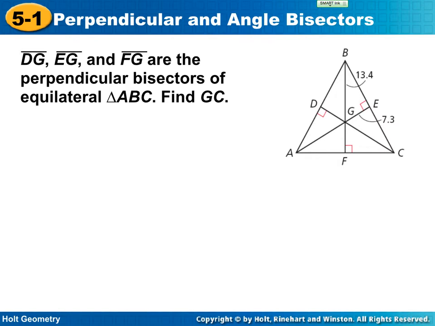All right, let's take a look at, here's a type of problem. Segment DG, EG, and FG are the perpendicular bisectors of equilateral triangle ABC. Doesn't look very equilateral. I probably stretched it one way. So those are perpendicular bisectors, although they don't have every tick mark on the picture. Find GC.